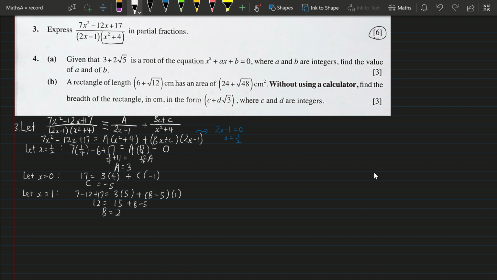Now, we need our concluding statement, right? Remember partial fractions, we always need this final concluding statement. So let's write everything down, and then you realize that, hey, 6 marks, that wasn't too difficult. So this is equal to 3 over 2x minus 1 plus 2x minus 5 over x squared plus 4. Okay, done, 6 marks.